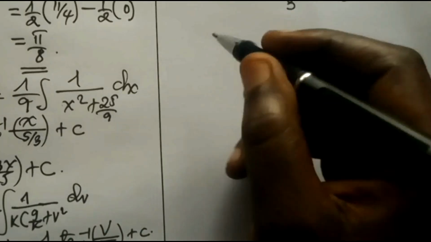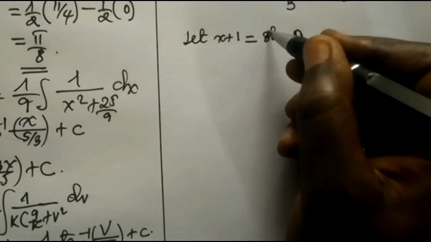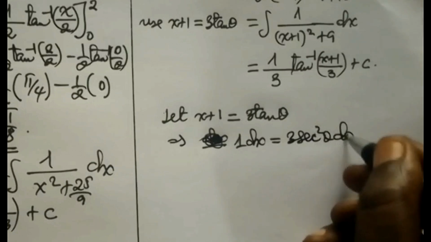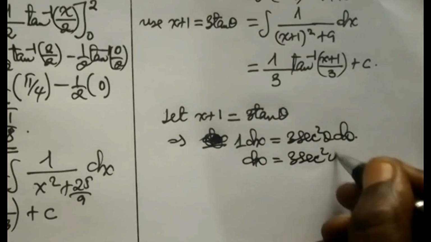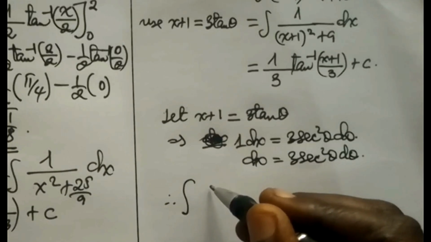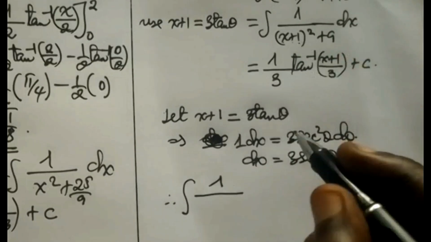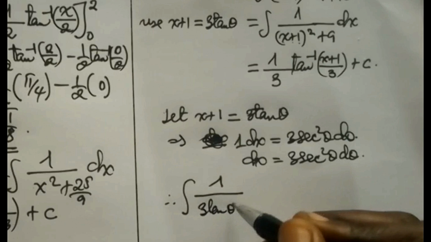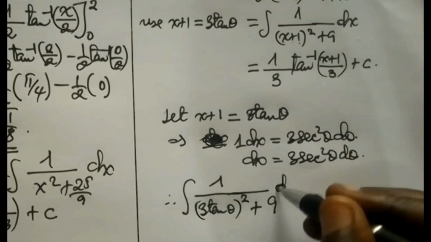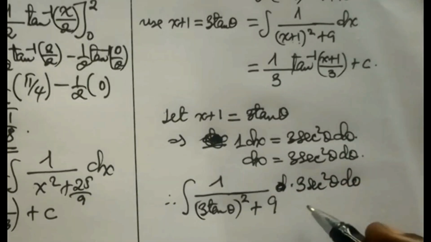If you had to do substitution, then you would have to say let x plus 1 be equal to 3 tan theta. And when you differentiate the left-hand side with respect to x, you get 1 dx equals 3 sec squared theta d theta. So dx equals 3 sec squared theta d theta. From there now, my integral would be 1 all over, I have to replace x plus 1 by 3 tan theta. So 3 tan theta all squared plus 9. And then the dx will be replaced by 3 sec squared theta d theta. This is dx. It has to be replaced, as you are changing the variable from x to theta.